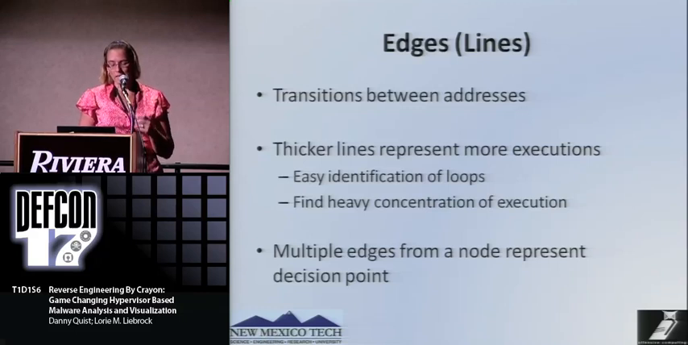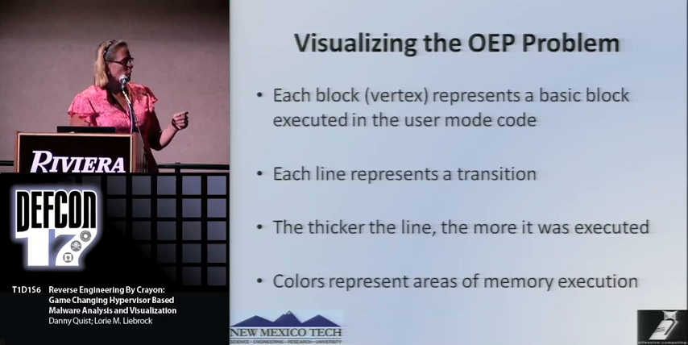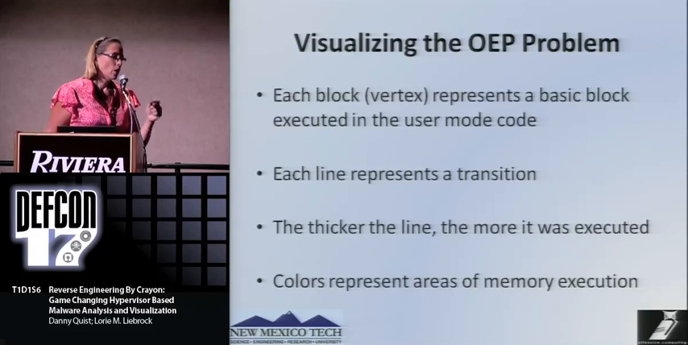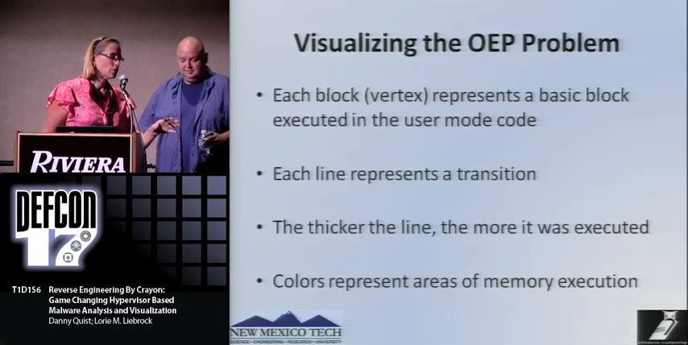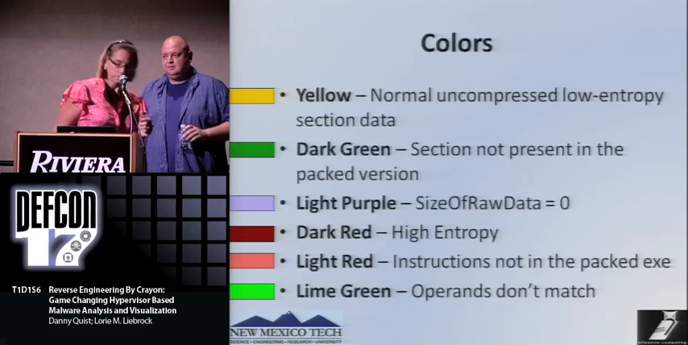So looking at these edges, wherever you see from one node coming out multiple lines, that means there was a decision point there and there are multiple paths you can go to the next instruction. The thing that's really interesting, although somewhat arbitrary, is how the colors are assigned and what they mean. So I'm going to have Danny step back up here and talk about what these different colors in the graph mean when you're trying to find information.